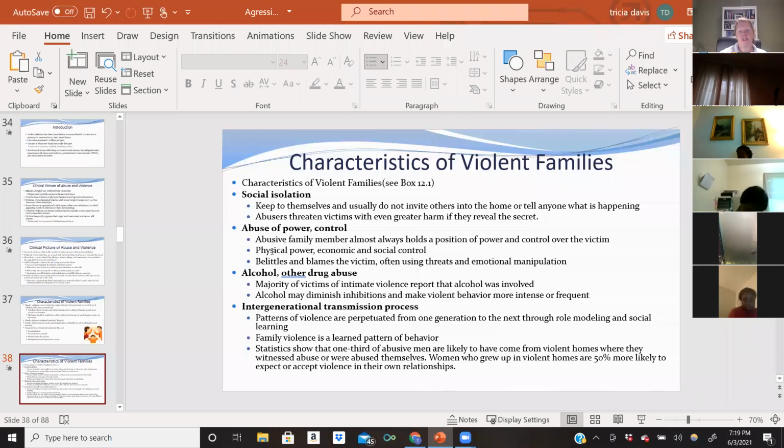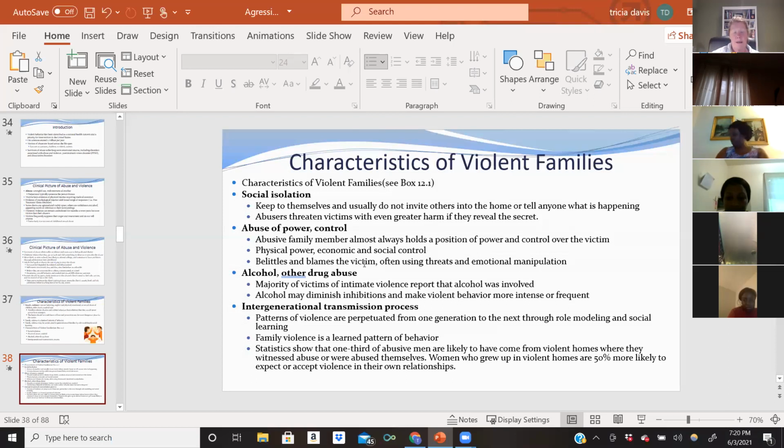We see abuse of power and control. This is where the abusive family member is usually a person who holds a position of power, so a mother, a father, a grandmother, a grandfather. They hold control over the victim. It can be physical power, so they could be physically abusing them. It can be social control or economic control. So they can be telling them, if you do X, Y, and Z, or if you don't do X, Y, and Z, I'm not going to give you money. You're not going to be able to use your car. I'm not going to give you food. It's very common to see that these people will belittle and blame the victim, and they often use threats and emotional manipulation.